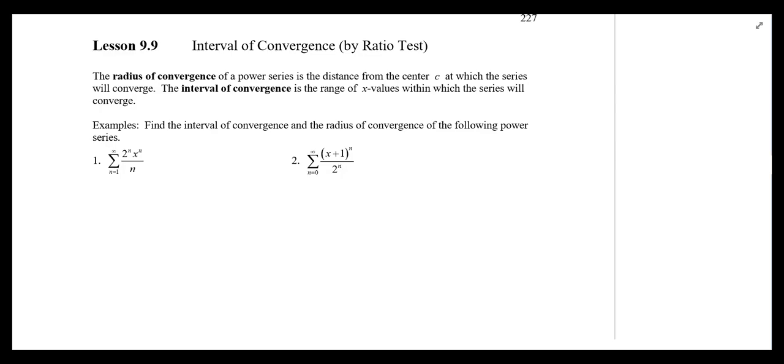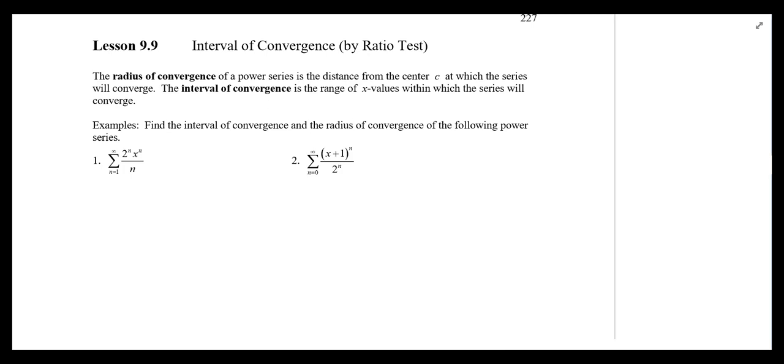Alright, it's lesson 9.9 today, and this is actually a continuation of the ratio test topic we learned in lesson 9.8, where I introduced you to two terms, one called the interval of convergence, and one called the radius of convergence. So I gave you a quick definition at the top here.